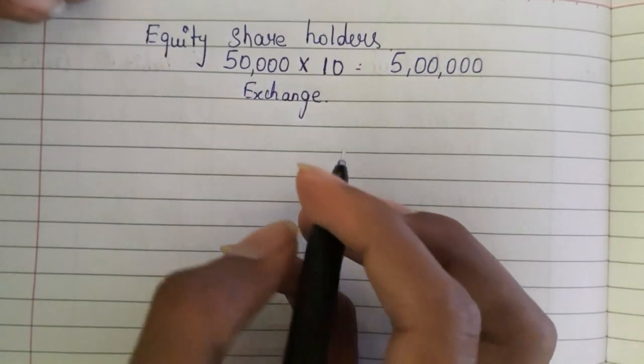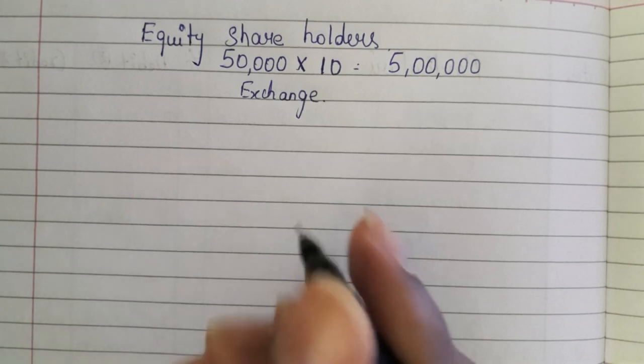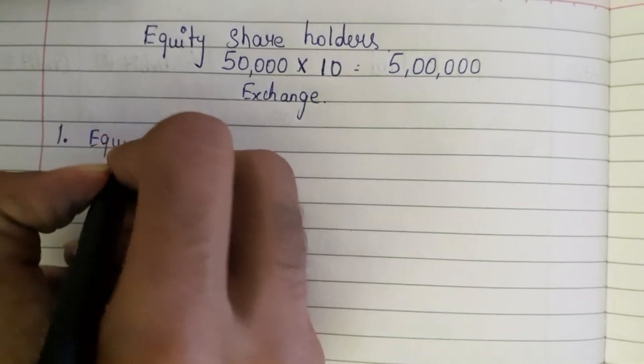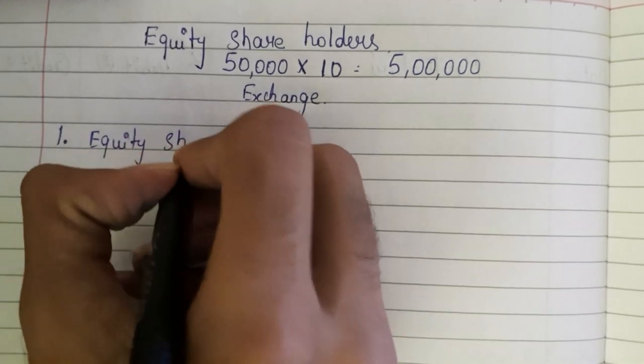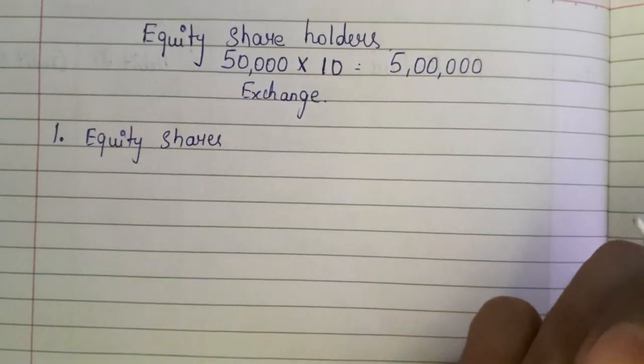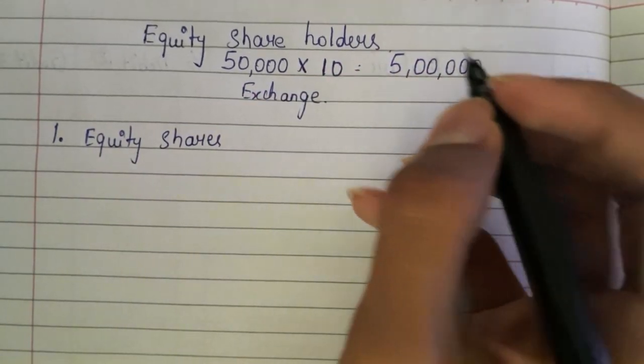In return, what are they giving? They are giving 3 items. First item, what are they giving? They are giving equity shares of rupees 10 each up to the 2/5 extent of the present holdings.